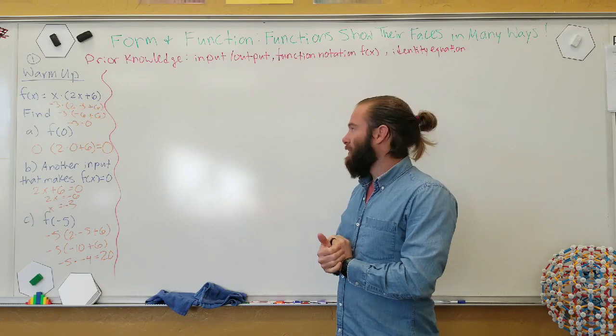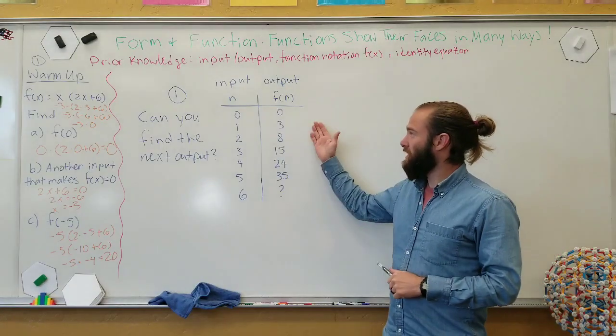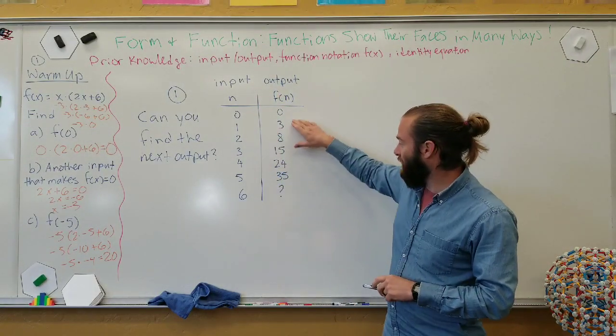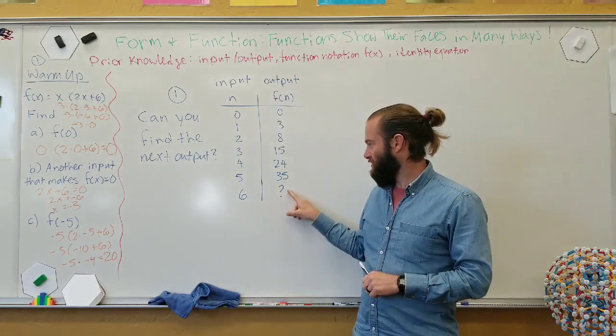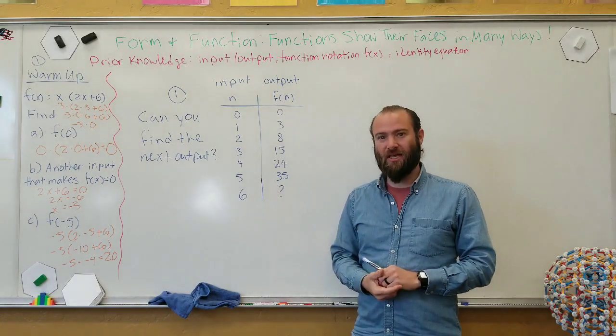So I'm gonna write that on the board, and we're gonna go ahead and start thinking about that together. Example, here's a table of inputs and outputs. And we've got the inputs from 1 through 5, we've given you the outputs. Can you find the next output? So right here, when the input is 6, what's the next output?